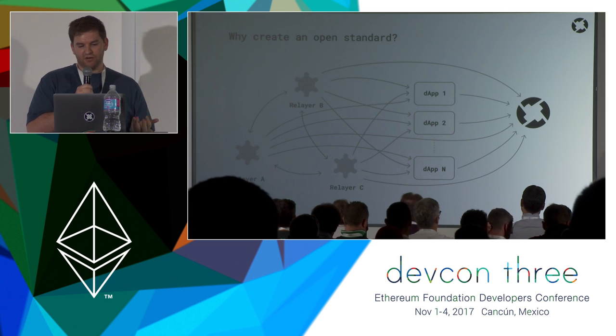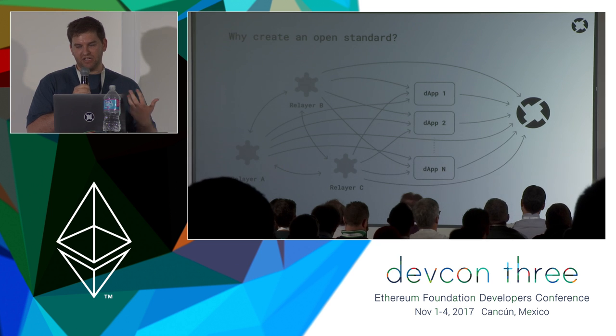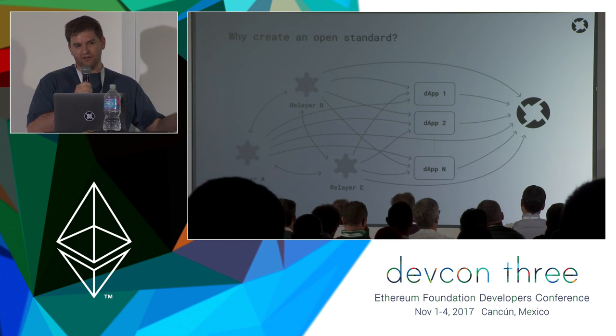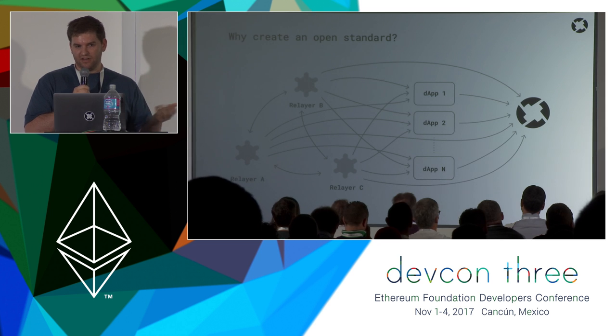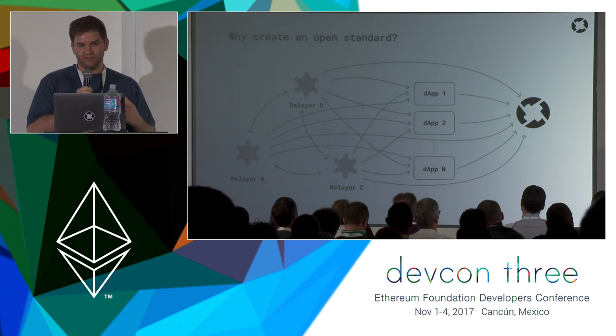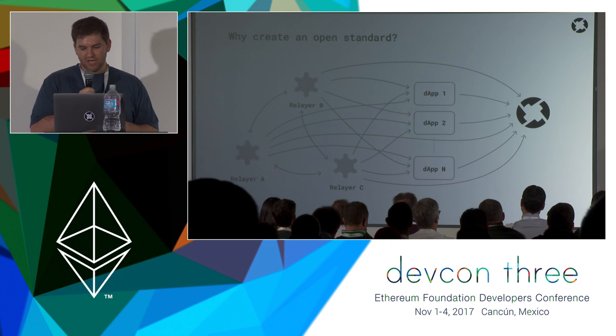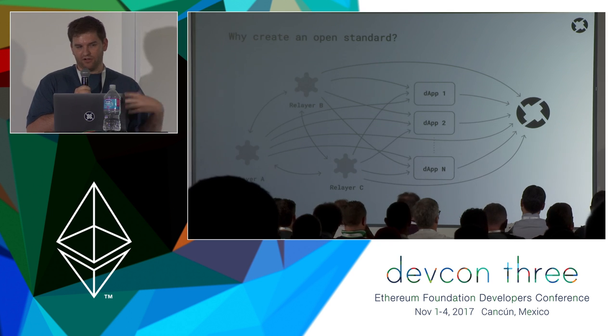A second reason to create an open standard is that if every single decentralized exchange is speaking the exact same language, it creates these network effects around liquidity, where each relayer isn't necessarily competing with the others. They could actually benefit from a new relayer entering the ecosystem, as arbitrages are taken advantage of across different exchanges, risk-free and atomically. Decentralized applications can also be a source of customers for these decentralized exchanges or relayers.